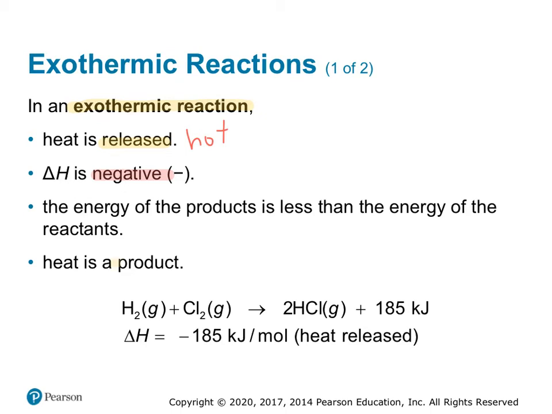Heat is considered a product in an exothermic reaction. So we can write that heat as part of the balanced chemical equation. We can either write it as an additional product, or we write it separately and say delta H equals negative 185 kilojoules per mole. So you can write it either way.